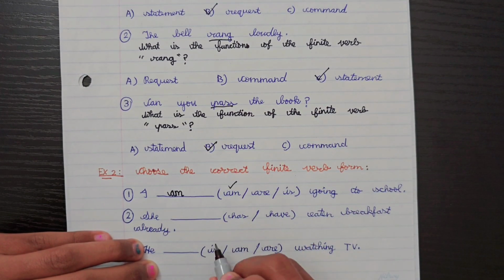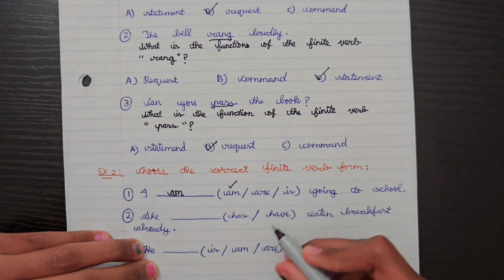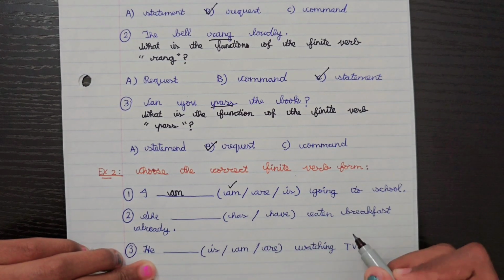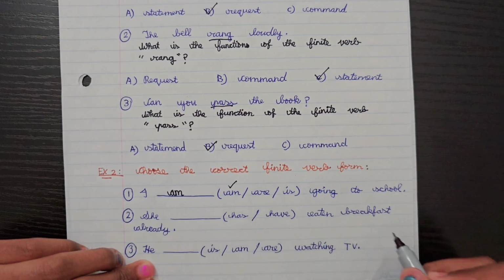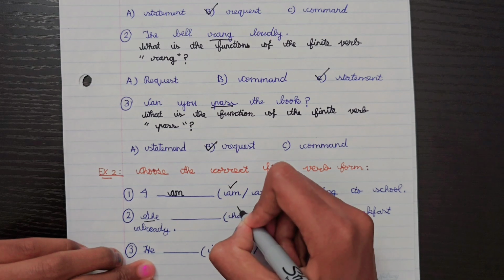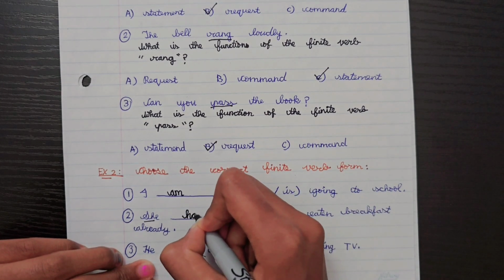Second question. She dash has or have eaten breakfast already. She has eaten breakfast already. She have eaten breakfast already. So she is singular. So you should pick has.